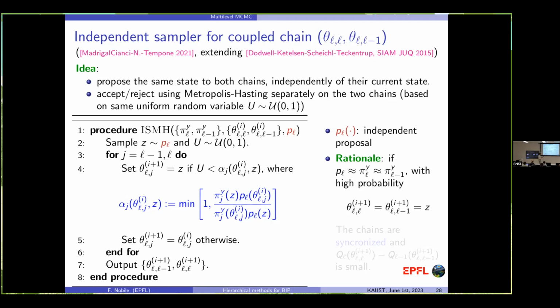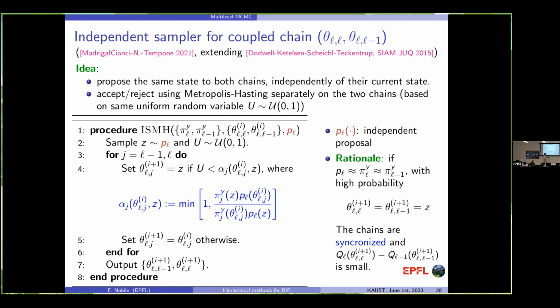Since pi L is close to both pi L and pi L minus one, when you do this test here, it should get a high probability of acceptance, right? Because this term should be nearly one, this ratio should also be nearly one. And this means that there is a higher and higher chance, when you go deeper in the levels, that both chains will accept the proposed state. And if both chains accept the proposed state, we say that the two chains are synchronized, so they go together.